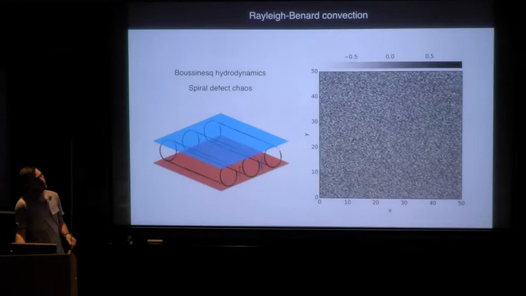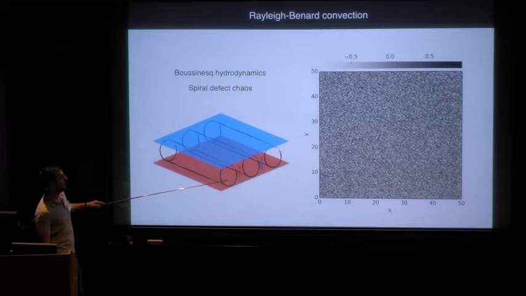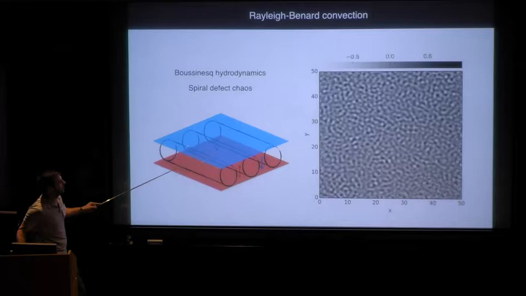So these are those equations. This is Boussinesq hydrodynamics. What the movie shows is a view from above of a fluid layer that's between hot and cold plates. So this is the classical Rayleigh-Benard convection setup. And there's this regime at low Rayleigh number where the instability forms these long rolls, and then those rolls wrap around and form these spiral patterns.